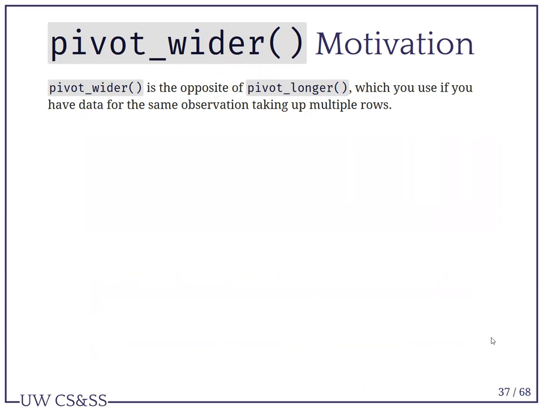Let's talk about when we would use pivot wider and why we want to. Pivot wider is the opposite of pivot longer. And we just had that use case of pivot longer where we have all these columns and we want to make sure that information makes sense and that we can plot it and that kind of thing. So pivot wider is the opposite of pivot longer, which you use if you have data for the same observation taking up multiple rows.